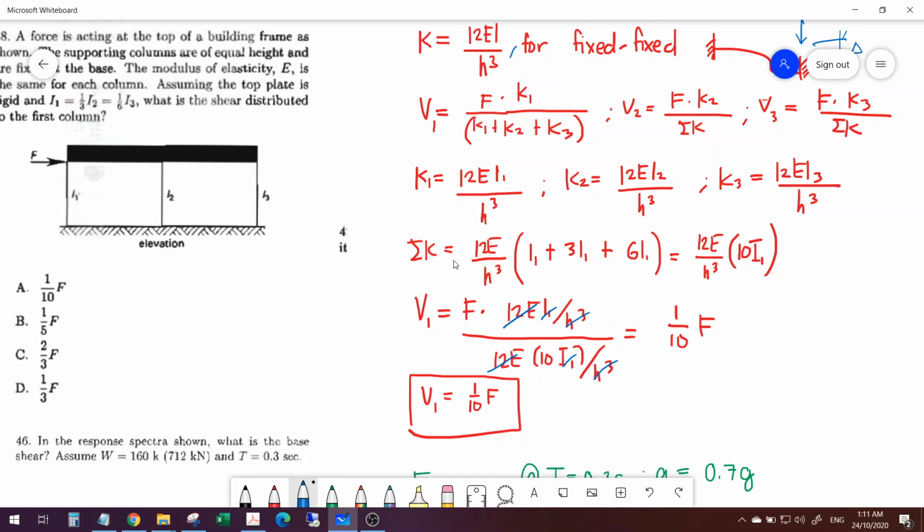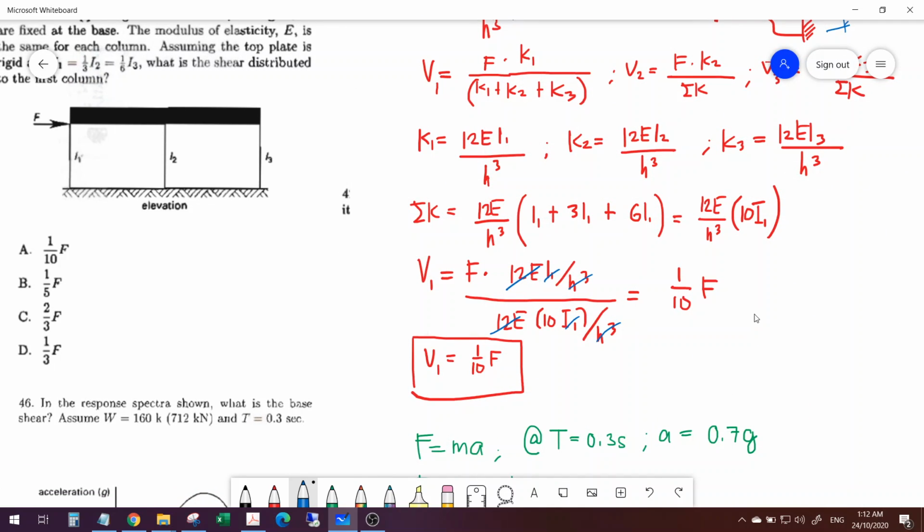So, summation of K or stiffness is equal to 12E. Extract natin, no? Kasi E is similar in all columns. Over H cube, isa lang naman 'yung height. Then, I1 plus, what's I2? Siyempre, 'yung 3 here, transpose mo, that will be 3I1. What is I3? Transpose mo 'yung 6, that will be 6I1. Okay? So, 12E over H cube times 1 plus 3 plus 6 is 10. So, 10I1. So, your total stiffness is 12E over H cube times 10I1.